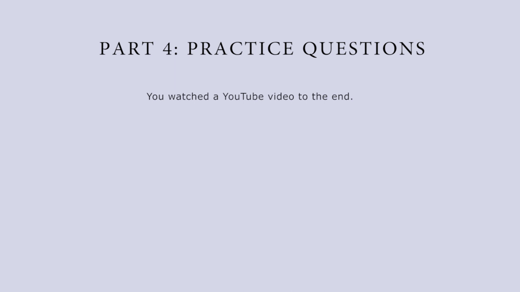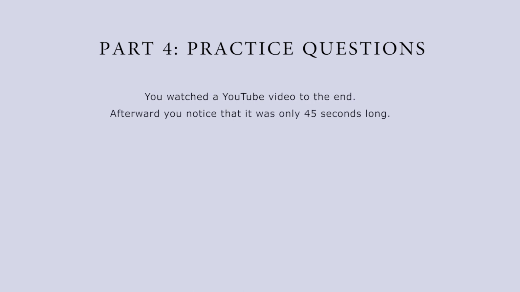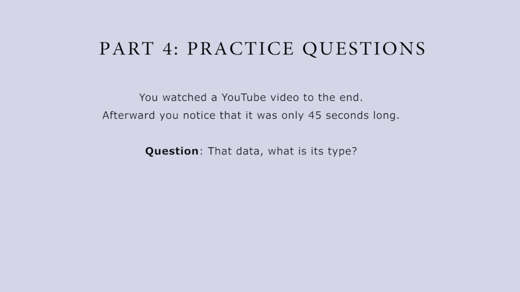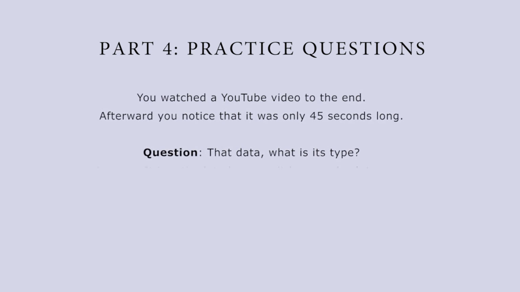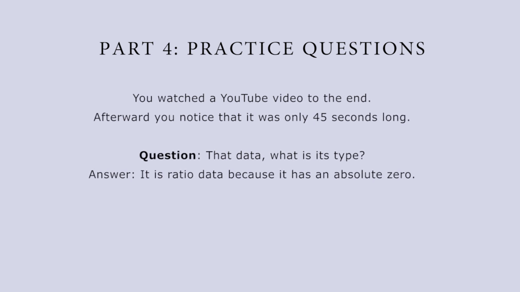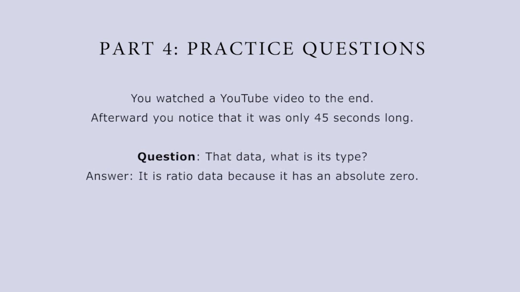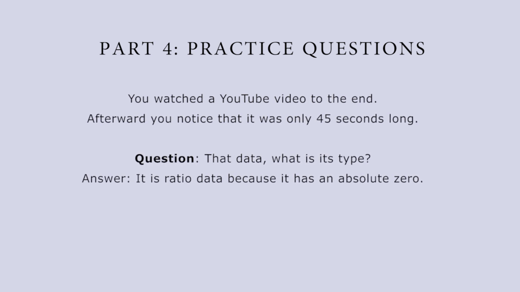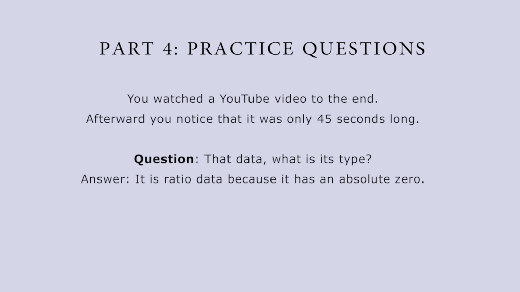You watched a YouTube video to the end, and afterwards you noticed that it was only 45 seconds long. 45 seconds. That data, what is its type? It is ratio data because it has an absolute 0. We can easily calculate ratios such as 1/4 of the time or half the time because time elapsed starts at 0 seconds. Okay, it's time to end this video.